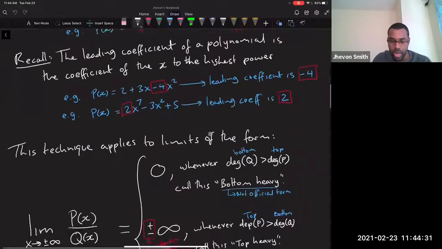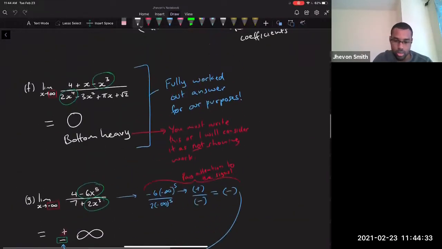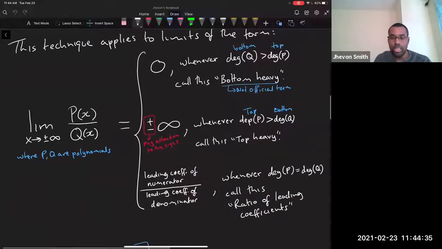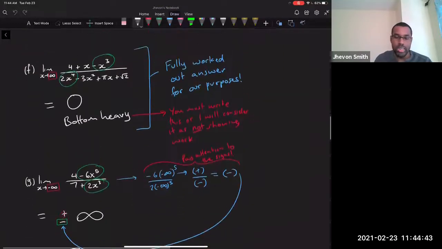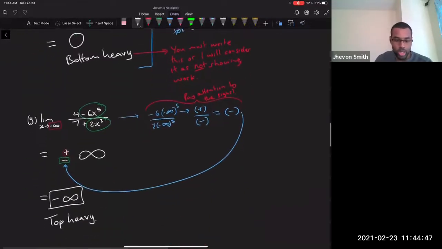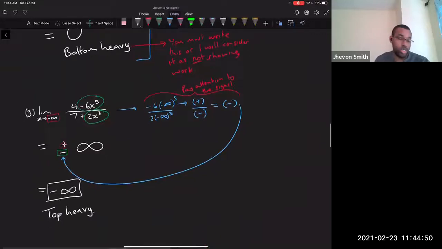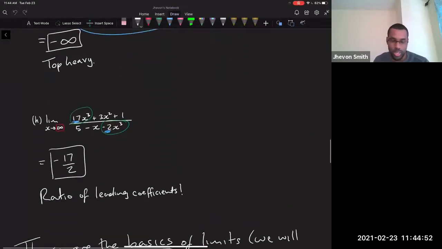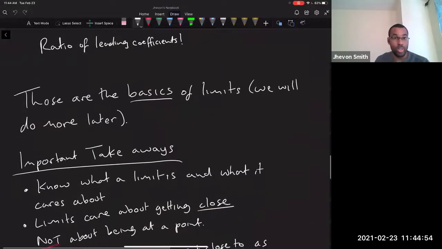That is summarized by this rule that we had over here, that talks about the 3 possible situations and the 3 times you'd end up in them. And we actually redid the examples with that, with something that's a fully worked out solution. So you'd be able to just write down the answer and say, oh, it's bottom heavy, or it's top heavy, or it's ratio of leading coefficients, and I will consider that as showing your work. And those are the basics.